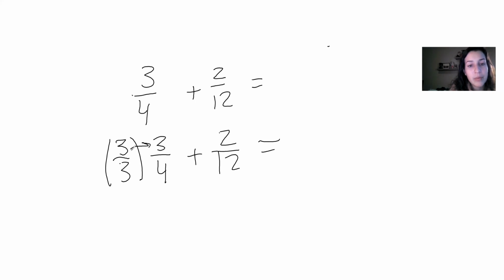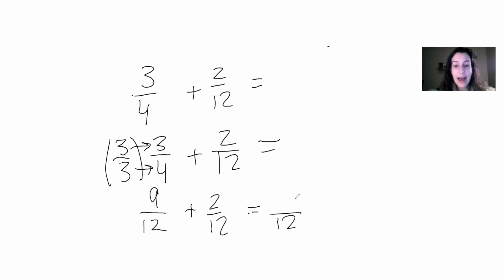So multiplying this part of our equation, we have 3 times 3 is 9, and the denominator is 3 times 4, which is 12, which is exactly what we wanted to get the denominators the same. So now that the denominators are taken care of, we can just add the numerators together as we normally would. So 9 plus 2 would just be 11. So our final answer is 11/12.